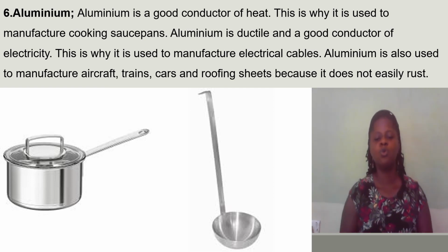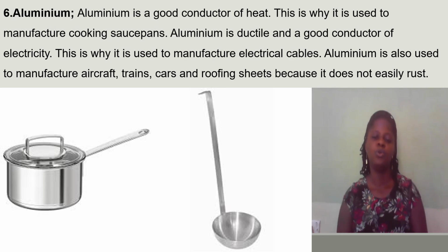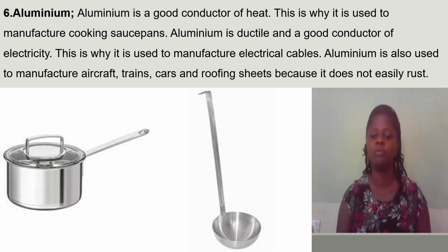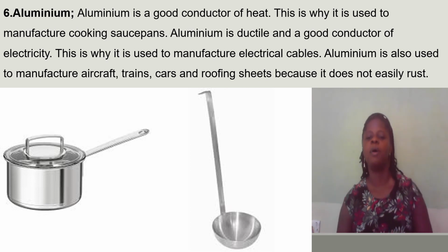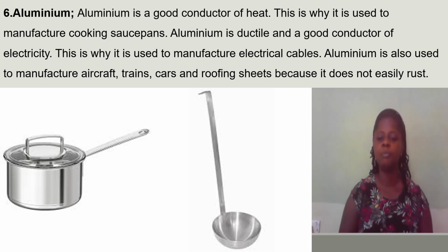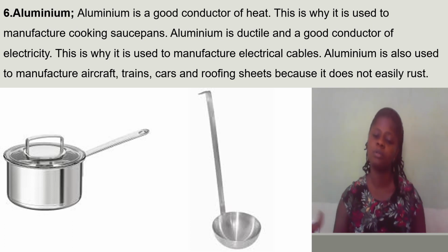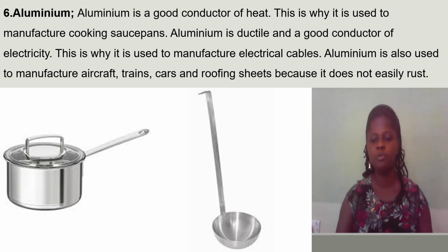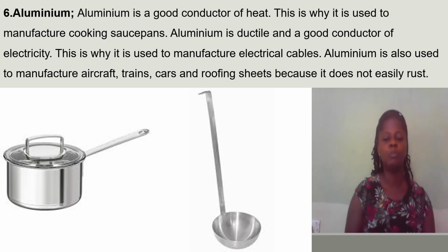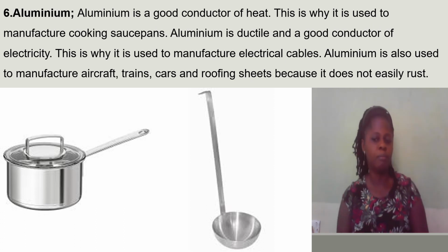So we've come to the end of our lesson, and I hope you have learned something because we have talked about a lot. We have talked about metals, we've talked about non-metals, we've given examples of metals, and we've talked about the properties of metals and properties of non-metals. We have also discussed the differences between metals and non-metals. This is the end of the first lesson on materials.